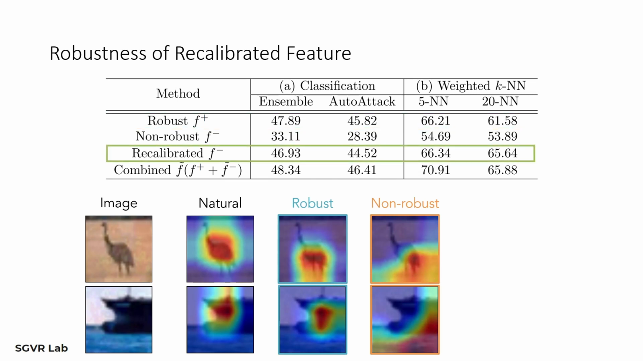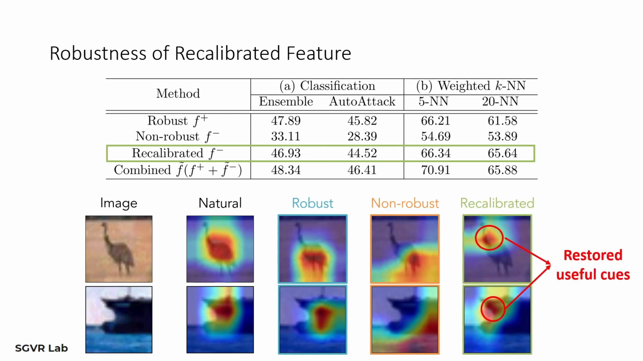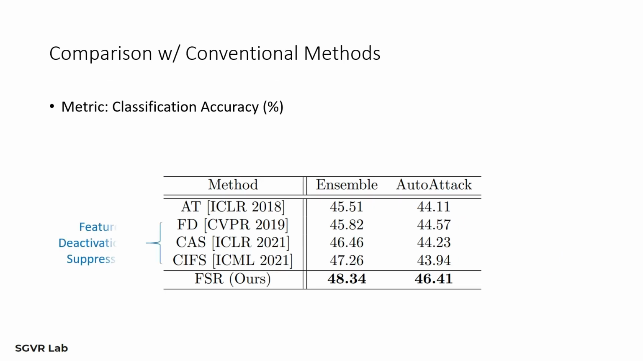Also, the recalibration step restores useful cues for correct predictions, leading to higher classification and KNN accuracy than the non-robust feature. The recalibrated feature also highlights regions that are relevant to the object. This is because it now captures useful cues that are restored via recalibration. With this additional useful information that is otherwise neglected via suppression or deactivation, the combined feature achieves the highest classification and KNN accuracy. Finally, we compare our method with conventional methods that deactivate or suppress non-robust activations.